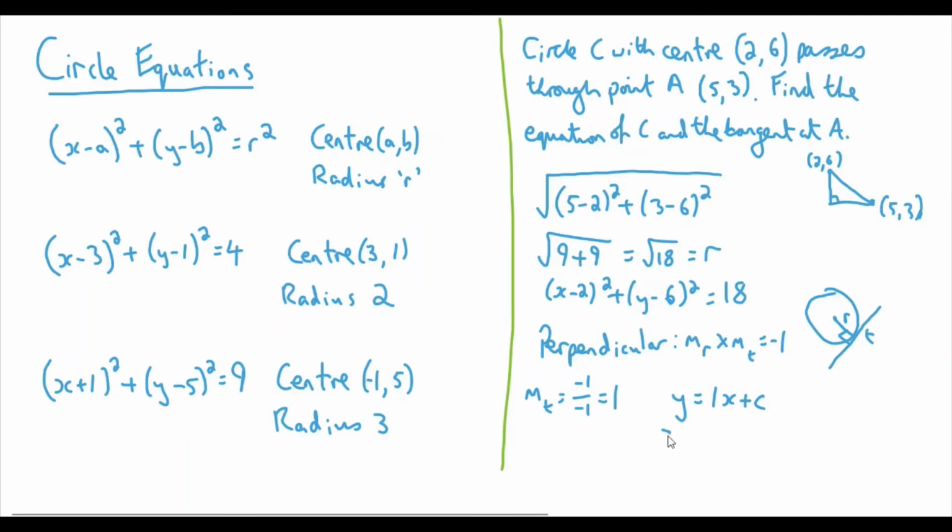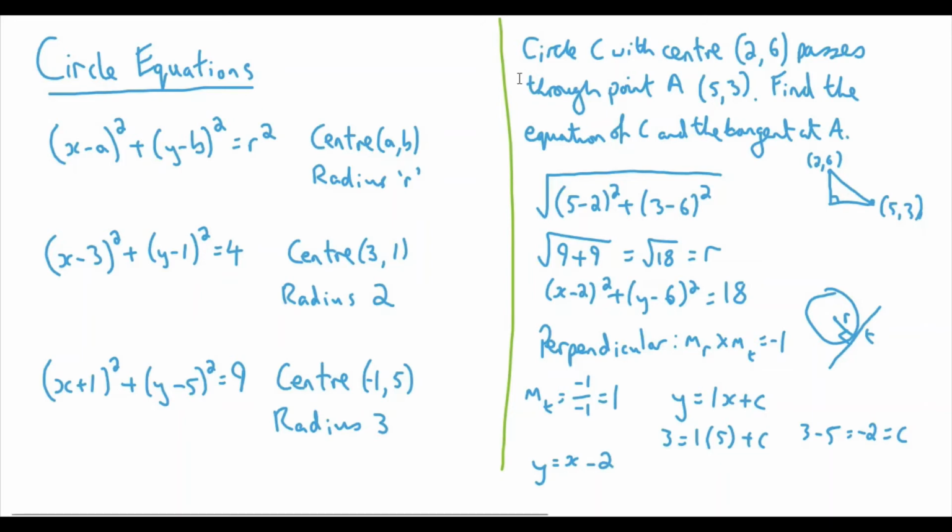So your y is 3, that equals 1 times 5 plus c. So 3 equals 5 plus c. Move the 5 over, it becomes a minus. So 3 minus 5, that equals your minus 2. That will be your c. Therefore, your equation of the tangent is going to be y equals x minus 2. Again, including the 1 in front is totally optional, because timesing by 1 makes no difference.